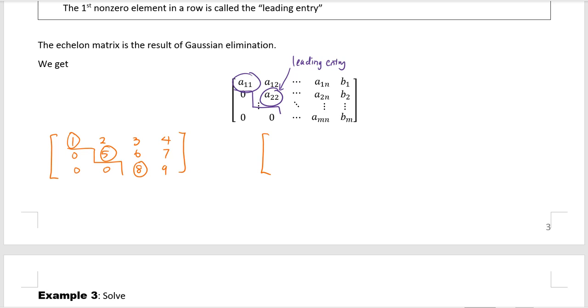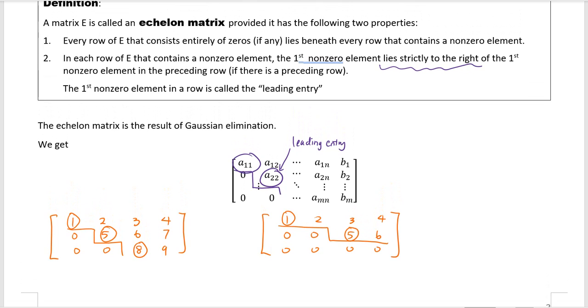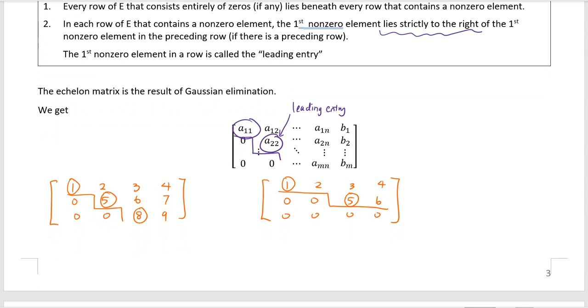And we can also have 1, 2, 3, 4, 0, 0, 5, 6, 0, 0, 0, 0. Look at this guy. Do you see the stair shape? It's still stair shaped. So the left lower corner just has zeros. In the first row, the leading entry is 1. The second row, the leading entry is 5. And the third row, we don't have a leading entry. You can see the third row consists of all zeros and lies below every row that contains a non-zero element. Okay, so this is also an echelon matrix.